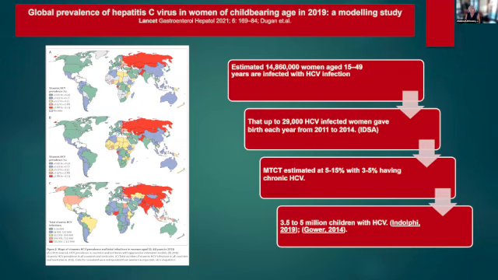Now, another important group of people are women of childbearing age. And this is a modeling study published recently. It's estimated that almost 15 million women of childbearing age are infected with hepatitis C. And of these, almost 30,000 have been pregnant, with a 5 to 15% estimated mother-to-child transmission rate. And of these, 3.5% have chronic hepatitis C. The figure shows the prevalence of HCV worldwide in childbearing women. And you can see again that the areas that are most infected are Southeast Asia and Russia.